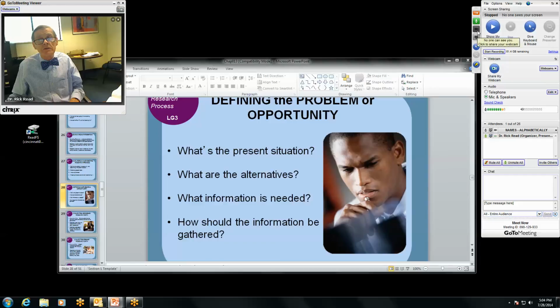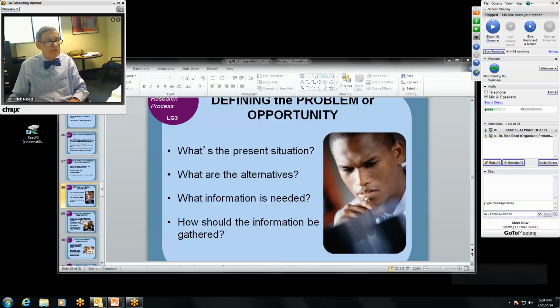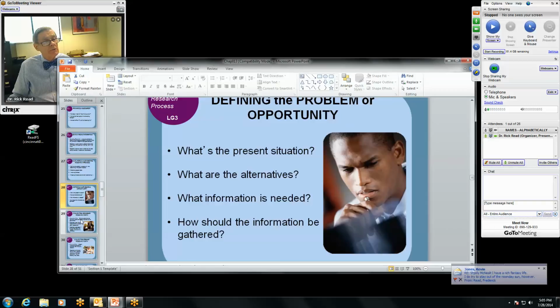So now, again, we're going to talk about defining the problem or opportunity. First thing you have to know is what exists. What do we face today? Once we know that, then we can determine if there are any alternatives to what we see, what type of information we need to gather to determine what we want to do, and then how we're going to gather that information. There are a lot of ways to do that. Now, it seems kind of silly that we would say that, but we need to look at that.